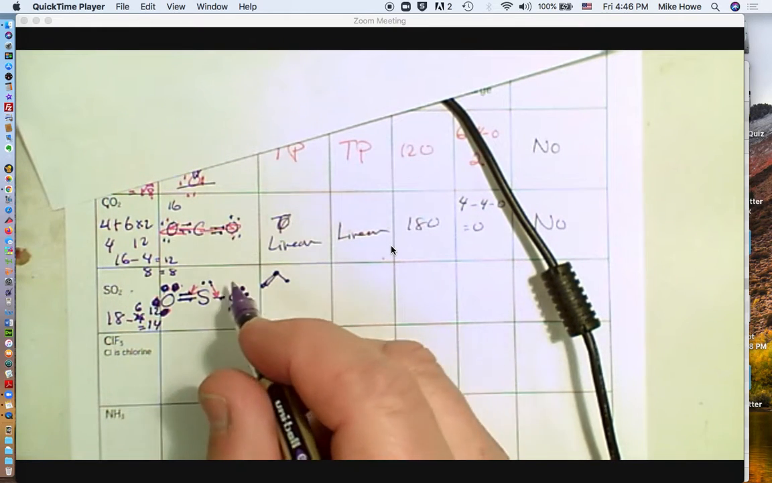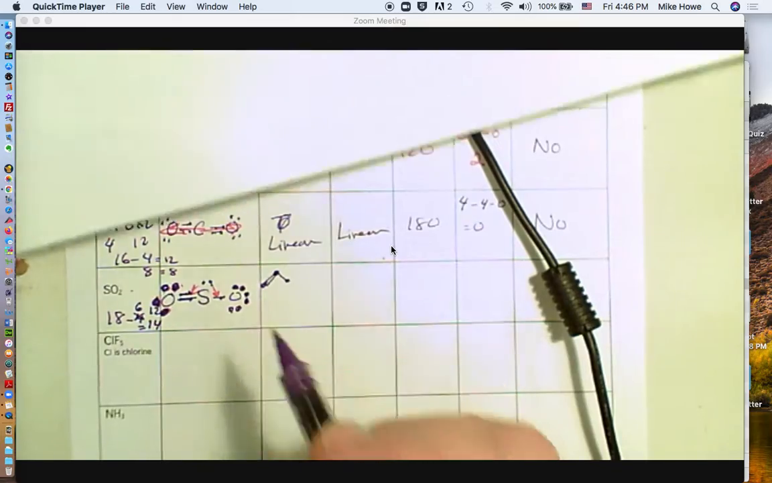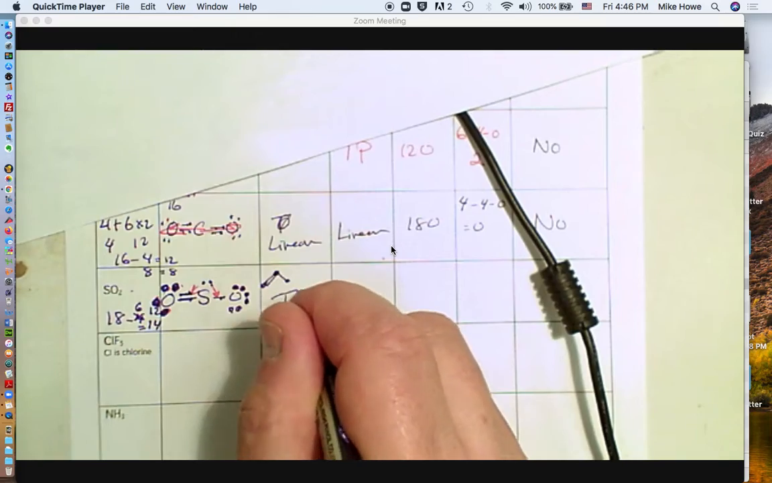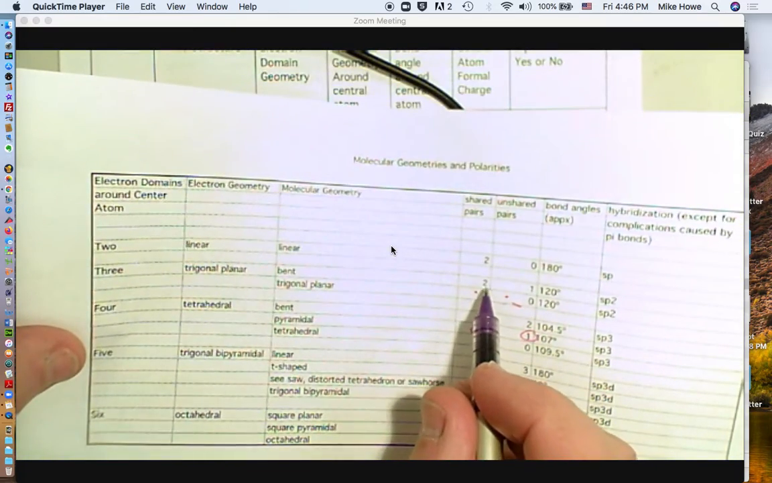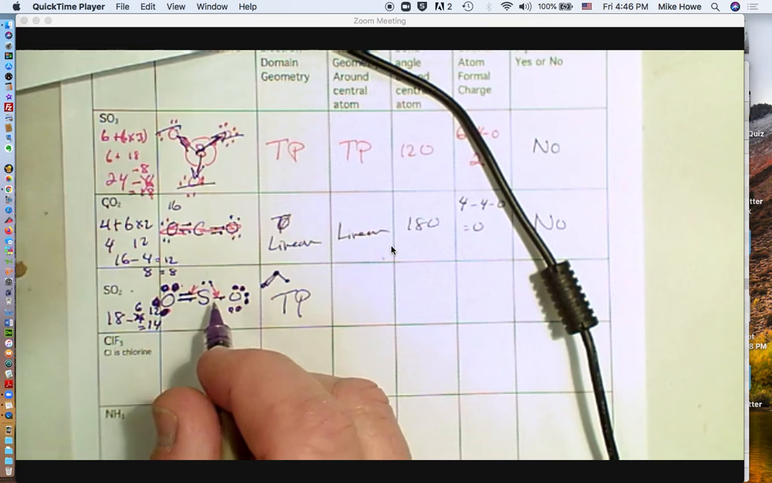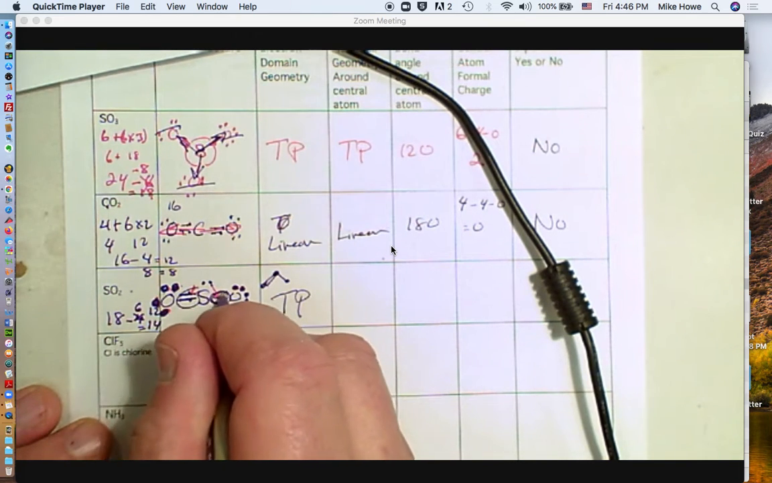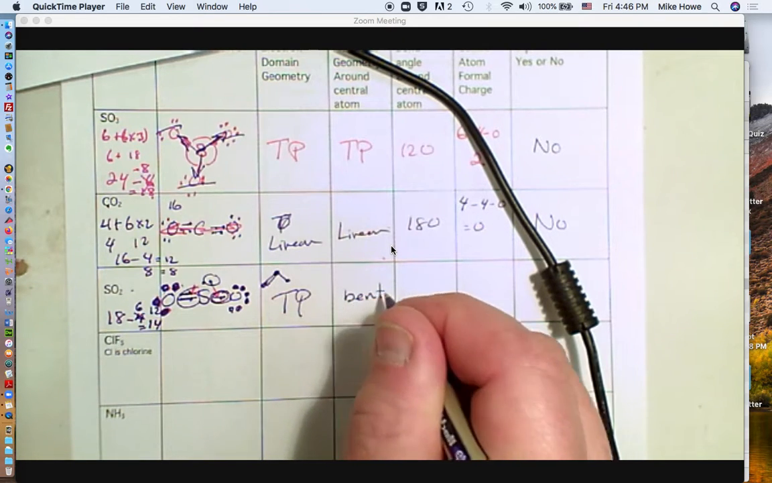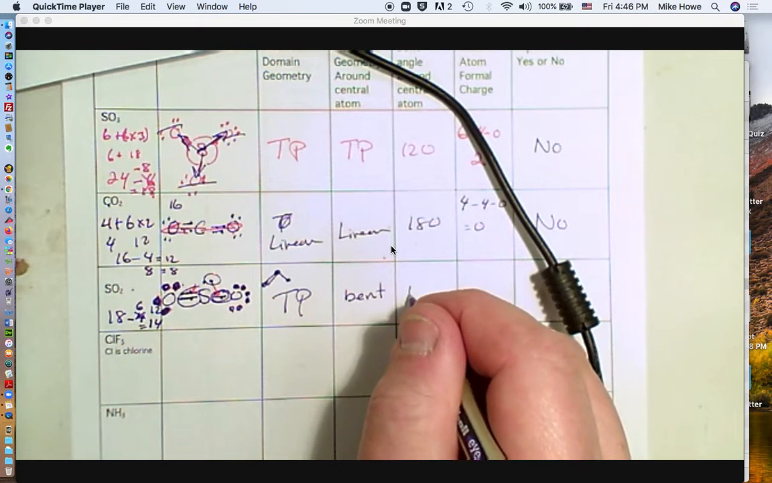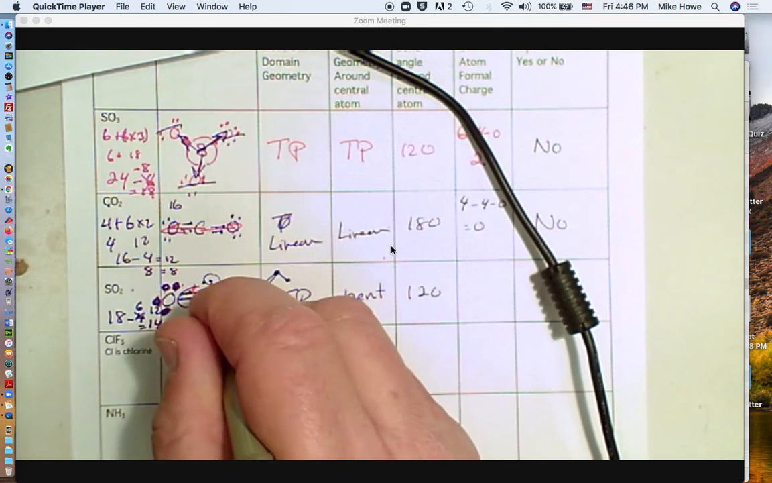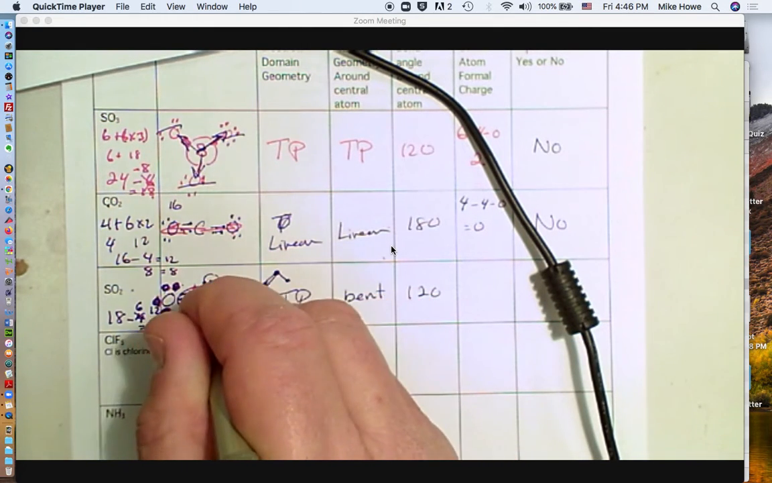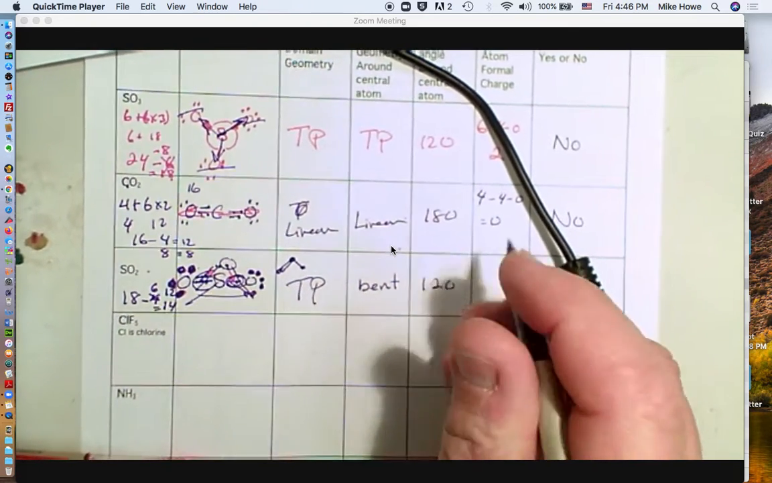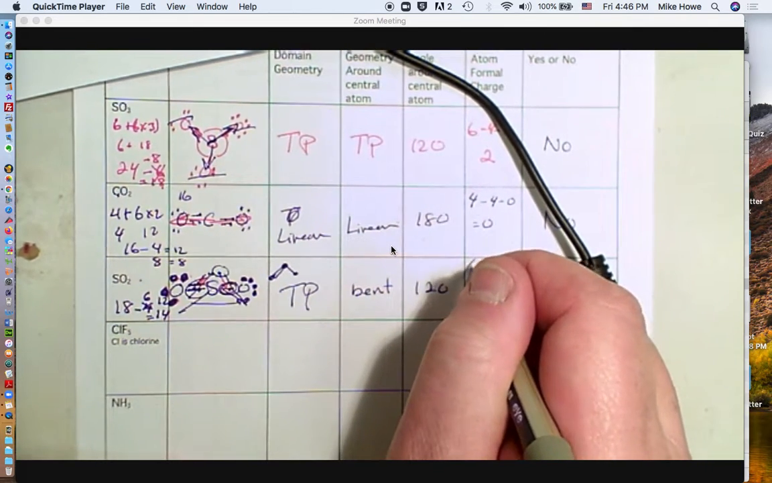Well, now we can see we've got 3 domains. So if you go to 3 domains, the electron domain geometry is trigonal planar. But of those 3 domains, 2 of them are shared and 1 is unshared. Here are the 2 shared domains, and the unshared domain. So the molecular geometry is going to be called bent. Still the bond angle is 120 because these are basically pushing them down into a triangle. So this would push down, so you'd end up with this kind of a shape where these bonds would go down.